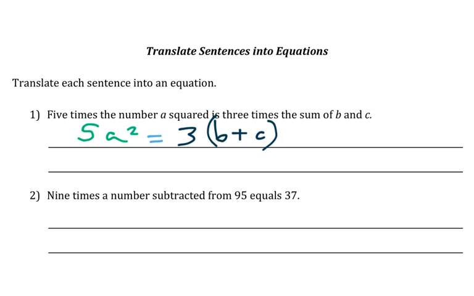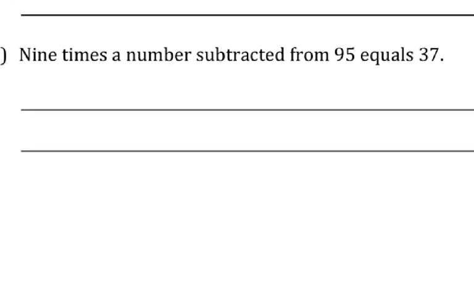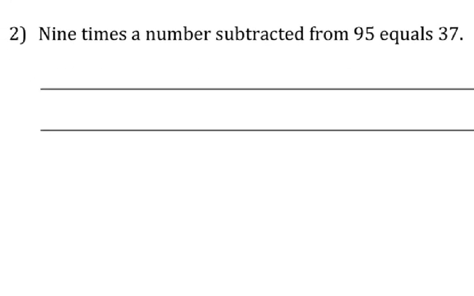I'll zoom in a little bit better for this next one. This next one says 9 times a number subtracted from 95 equals. So scanning through, I find the word that is most similar to is. So something equals 37. Now I'm using the last part of the sentence first to make it a little bit more clear and easy for me to deal with the uglier part here that's slightly more confusing.